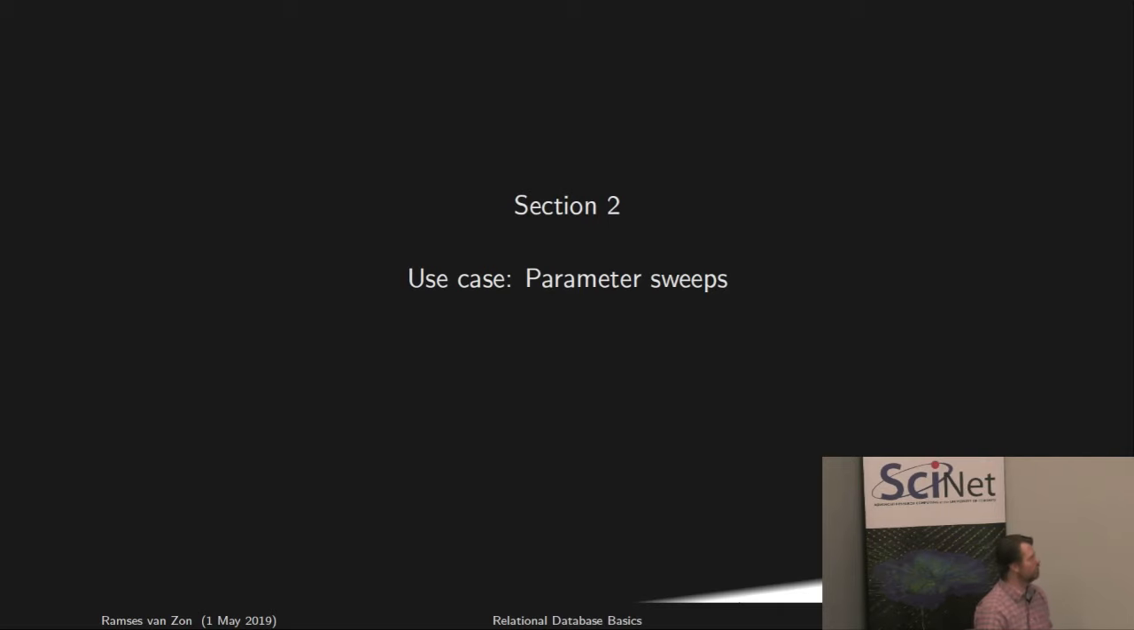So we're going to look at a use case that reflects how you might do this combination of raw data and a database at the same time. We're going to look at what's called a parameter sweep. A parameter sweep is when you have a case to compute, and you have to do the same kind of computation, but with different parameters. So here's an example.